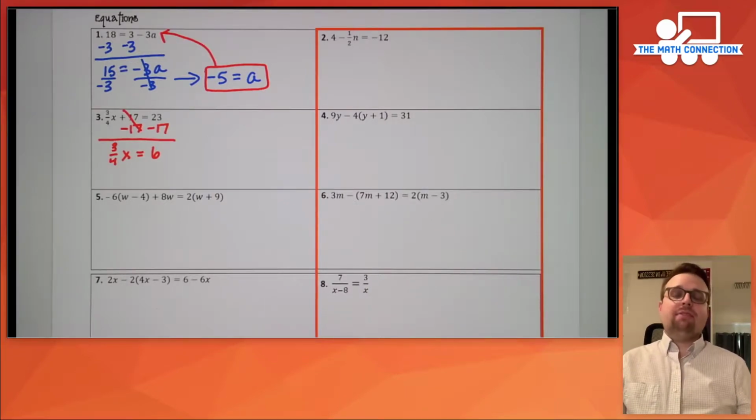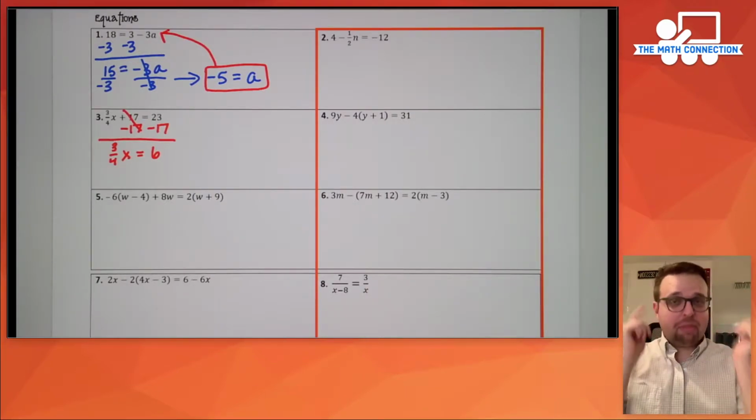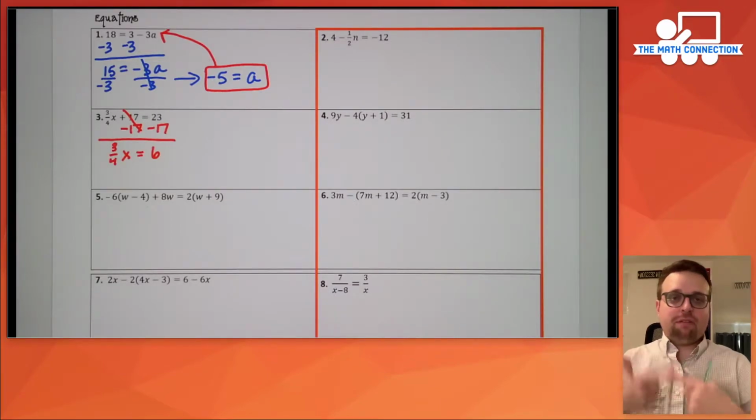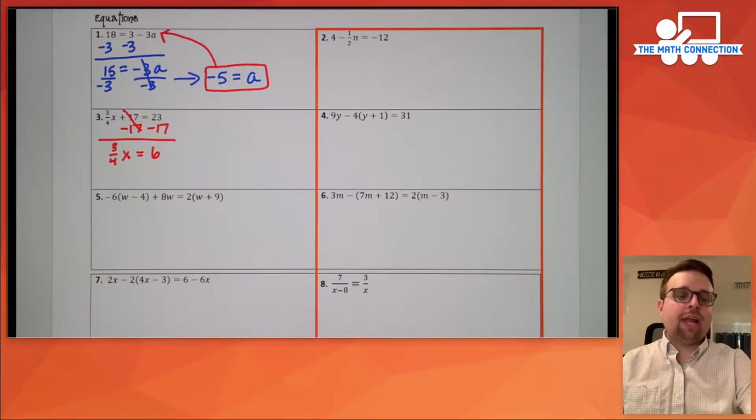You're going to have to kind of search your brain and think back to when we did this because it was a while ago. But remember, you can get rid of or cancel out a fraction by multiplying by its reciprocal. You flip the fraction and multiply that by both sides of the equation and it will cancel out.